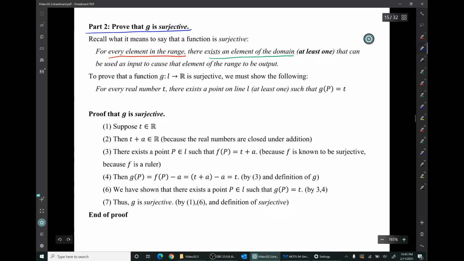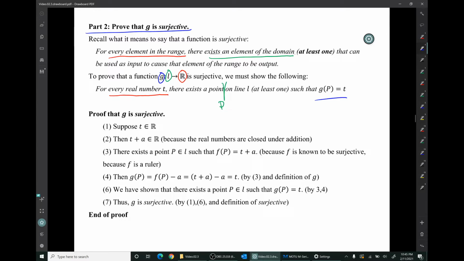In our current situation, we have a function G, and the domain is the set of points on line L, and the range is the set of real numbers. So what we're going to have to show is this. For every real number t, there exists a point P on line L, at least one, such that this is true.